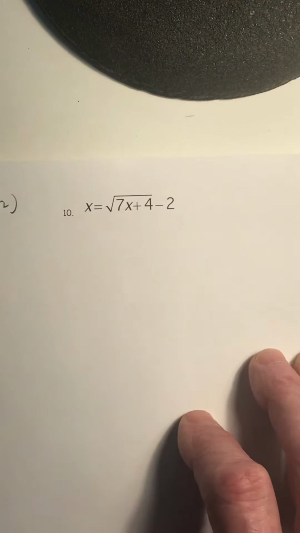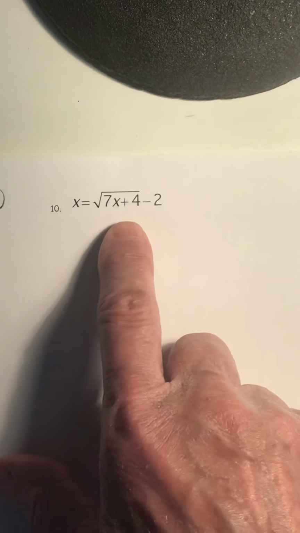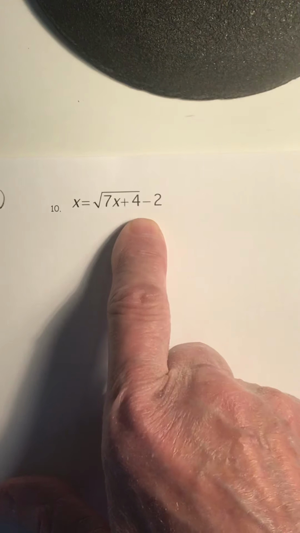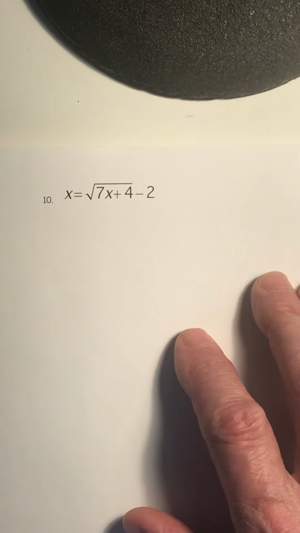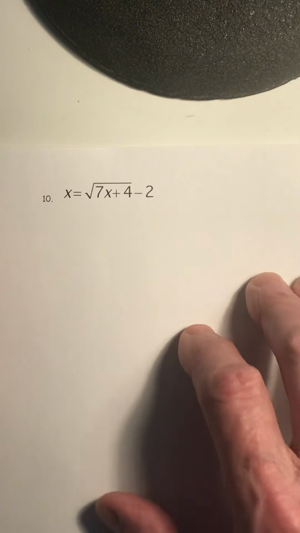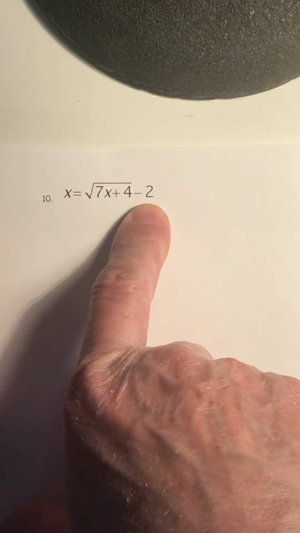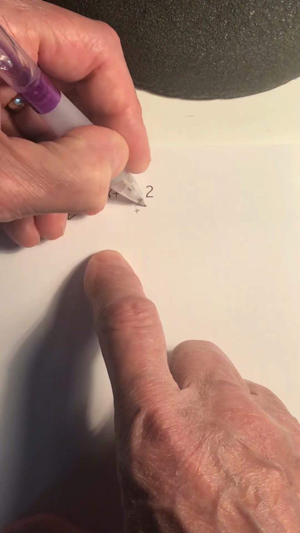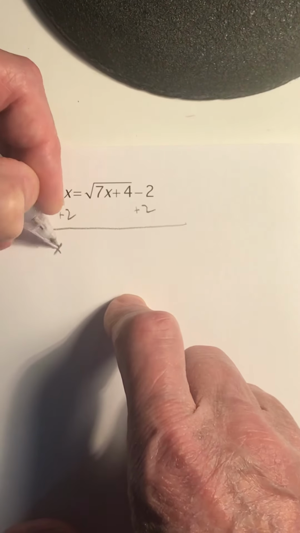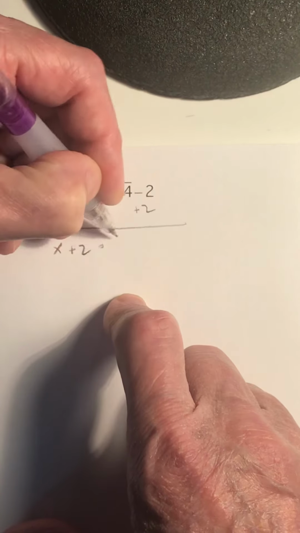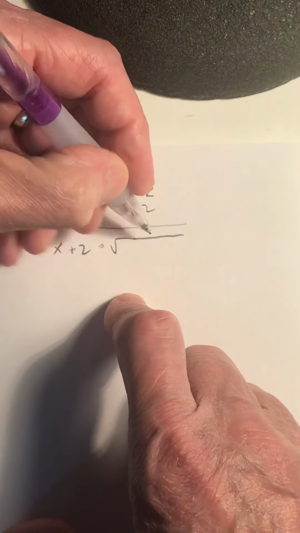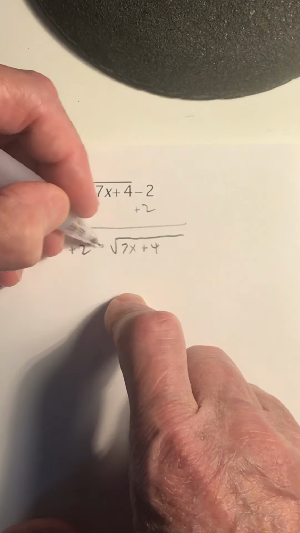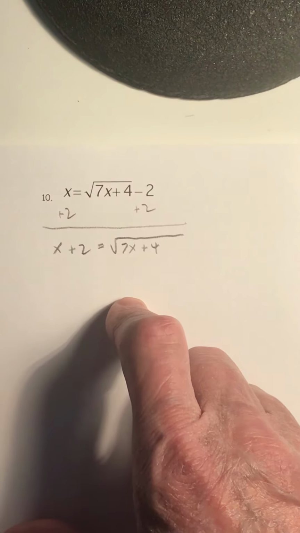Now here's an example where the radical is not isolated yet. If you square both sides right now, it's going to make a terrible mess, and you probably won't get an answer either. I'll add 2 to both sides. If I add 2 to both sides, that'll get that square root isolated. Of course, copying it carefully is important too.